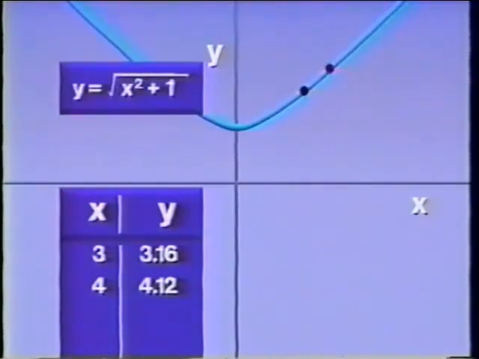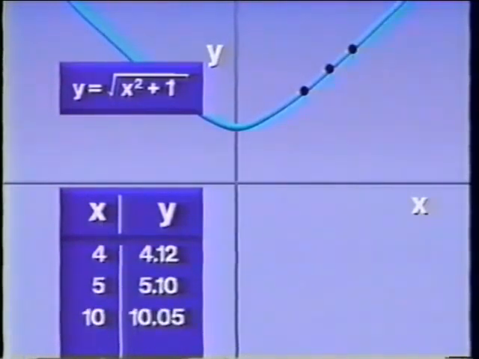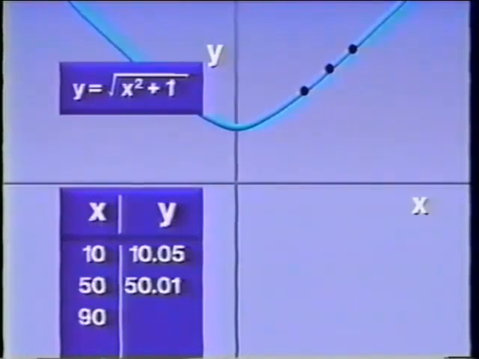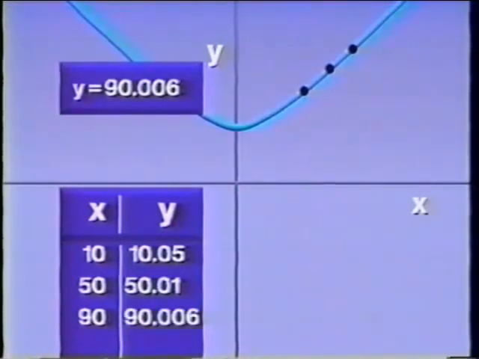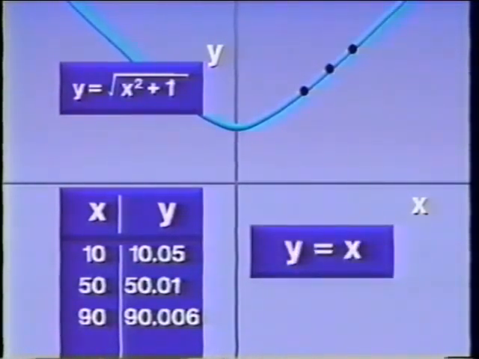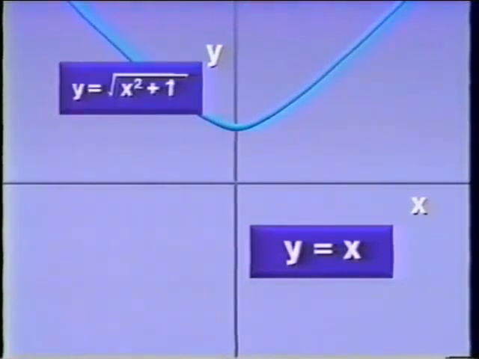As x becomes larger and larger, the value of y gets closer and closer to x. This is because the plus 1 is becoming far less significant than the large x squared. As x gets larger, the equation approaches y equals the square root of x squared, which is x. The true y equals x graph is this straight line.